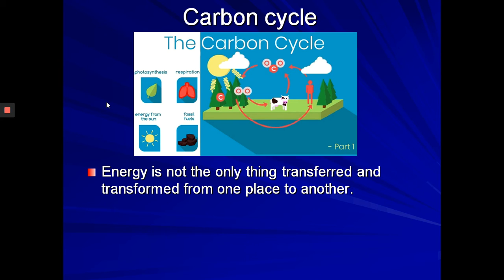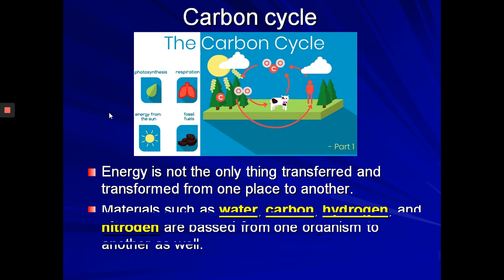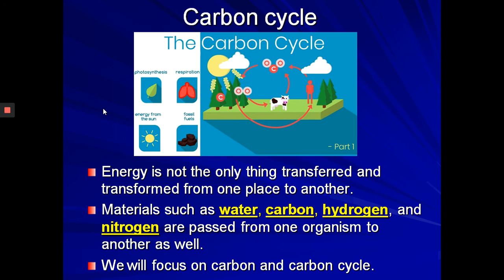Carbon cycle. Energy is not the only thing transferred and transformed from one place to another. Materials such as water, carbon, hydrogen, and nitrogen are passed from one organism to another as well. So they are continuously moving. Well, for this chapter, we are going to focus on just carbon, and we're going to call that the carbon cycle.